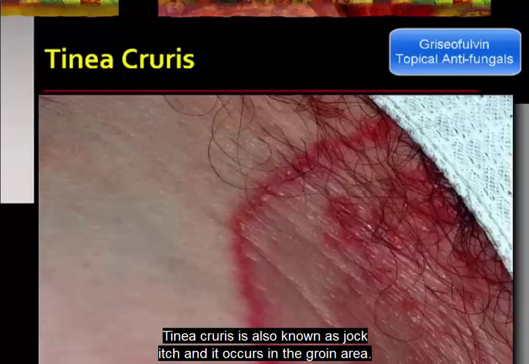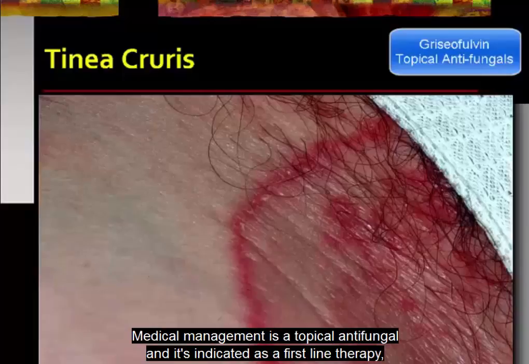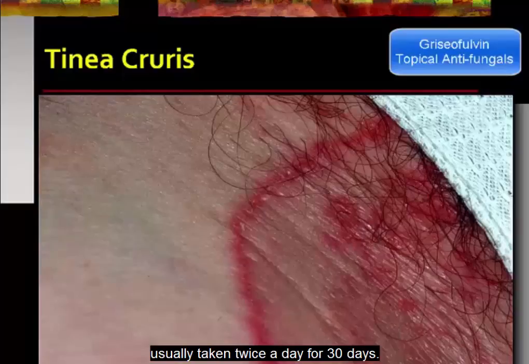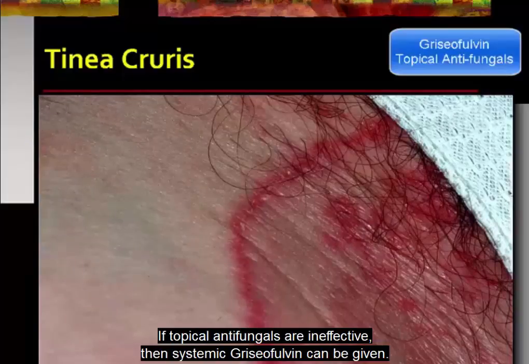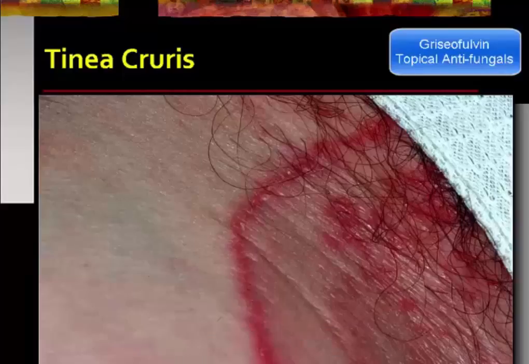Tinea Cruris is also known as jock itch and occurs in the groin area. Medical management is a topical antifungal and it's indicated as a first-line therapy, usually taken twice a day for 30 days. If topical antifungals are ineffective, then systemic griseofulvin can be given.